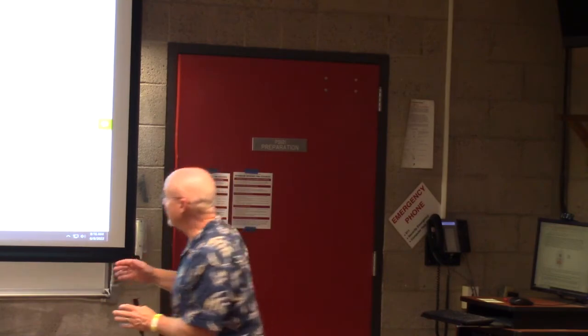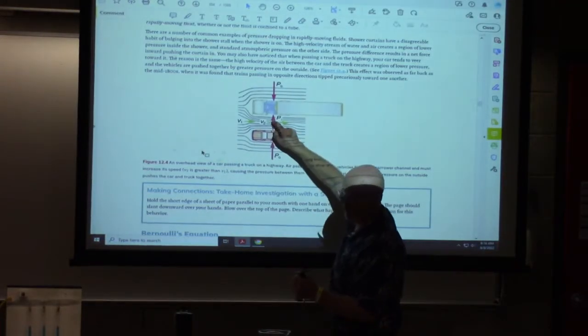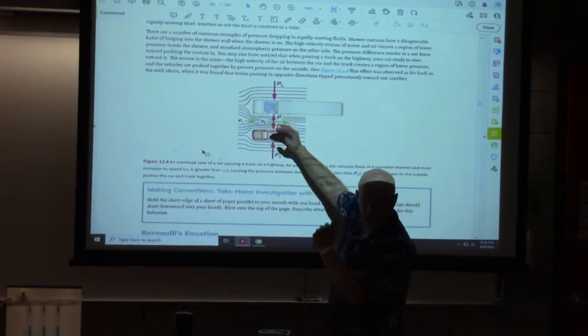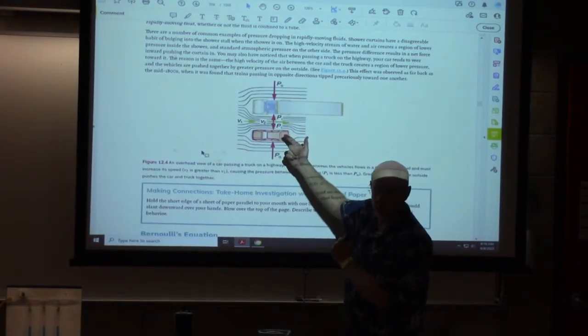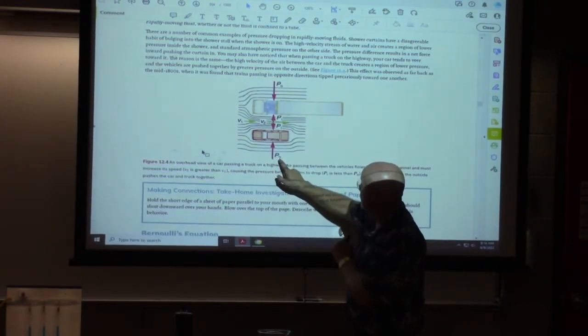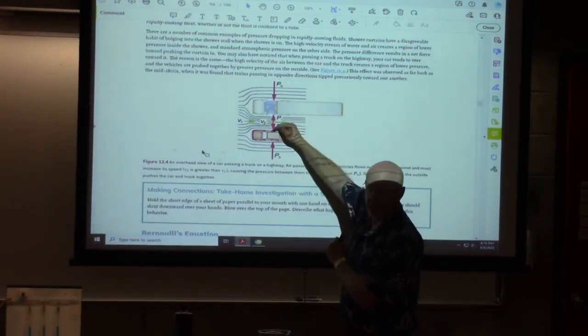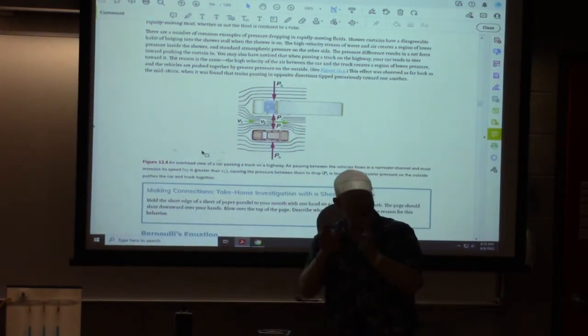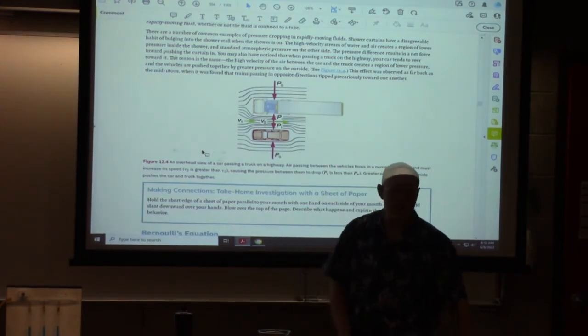And so if this is me driving the car, the air over here on my right, near the truck, has to go fast. That means its pressure is low compared to the other side. And so this pressure is greater than this pressure. So the net effect is the car gets pushed into the truck.